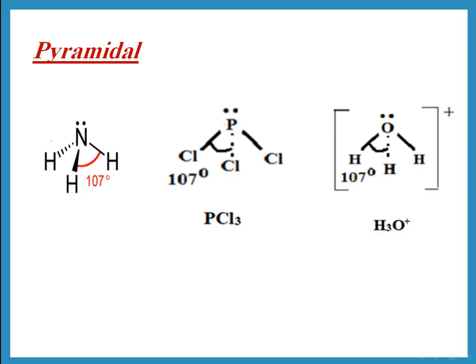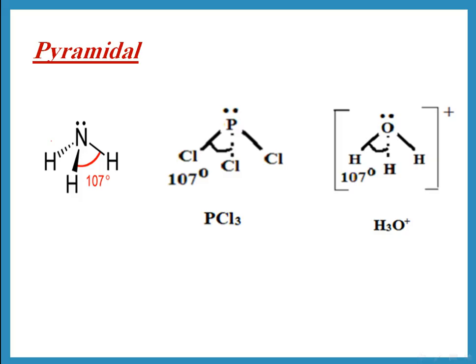Okay, which ones are pyramidal? Pyramidal is if the central atom has 3 bonds and a lone pair of electrons on the central atom. So ammonia, for example, has 3 bonds and a lone pair. Phosphorus is in the same group, so if it forms 3 bonds, it will still have a lone pair of electrons. Another one that is similar to it is the hydronium ion.